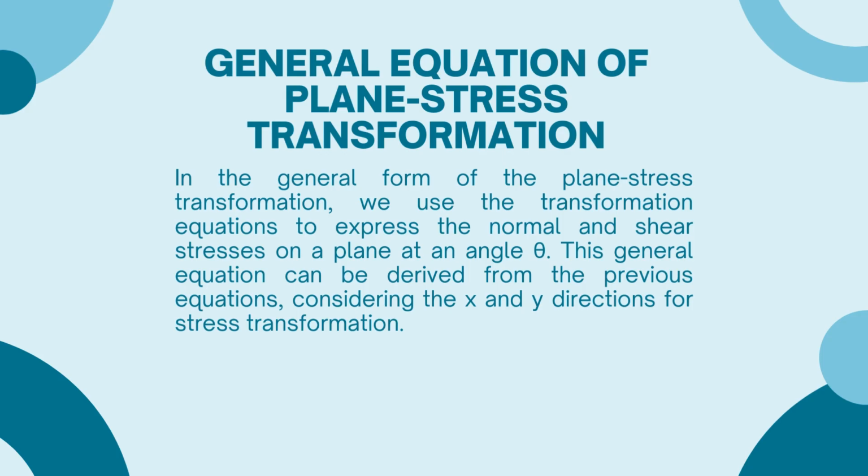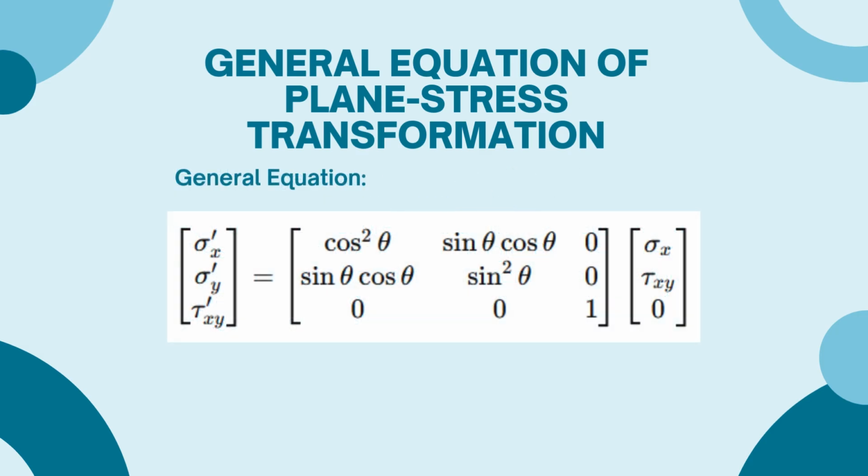The general equation of plane stress transformation is an essential aspect of the stress transformation process. It utilizes the transformation equations to express normal and shear stresses on a plane at an angle theta. This equation is derived from the previous equations we've discussed, which consider the normal and shear stresses in the x and y directions. Using this general form, we can calculate the stresses at any plane orientation, allowing for a more precise and flexible analysis of materials under different stress conditions.